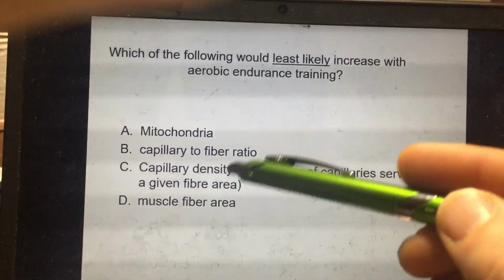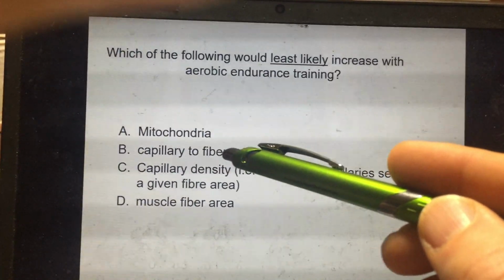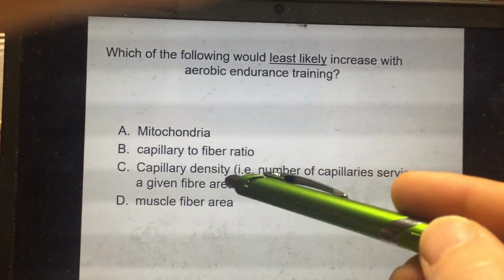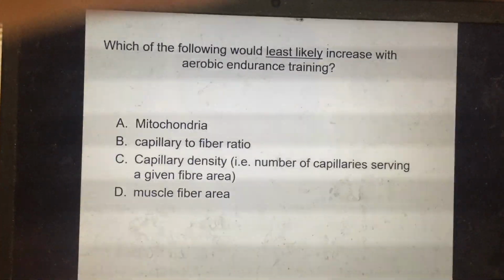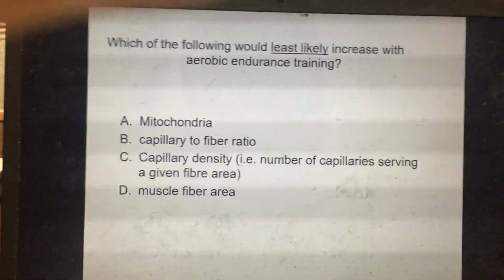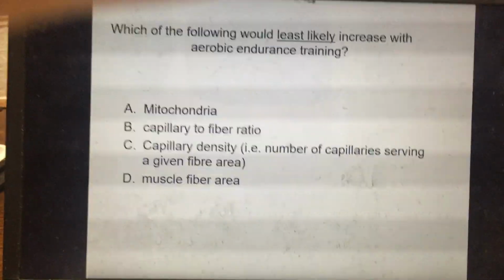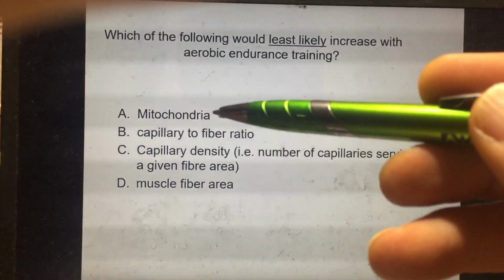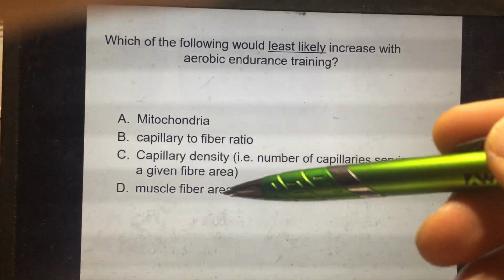So capillarization, either assessed as the number of capillaries serving muscle fibers, so that would be your capillary to fiber ratio, or your capillary density, so the number of capillaries serving an entire fiber area. Both of those would be increased with aerobic training, which would increase your oxygen delivery to your muscles. And your mitochondria would increase in your muscle fibers, and you know that that allows you to generate energy aerobically. Your muscle fiber area would most likely not increase or stay the same.